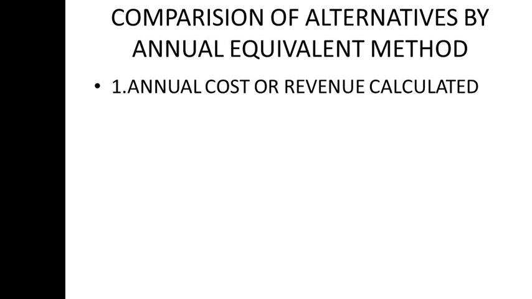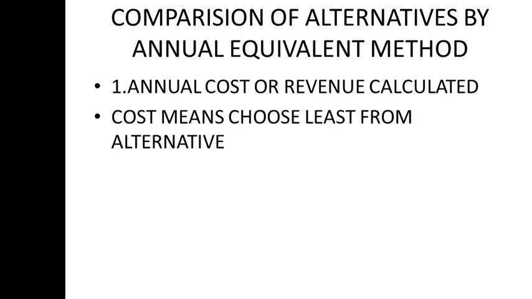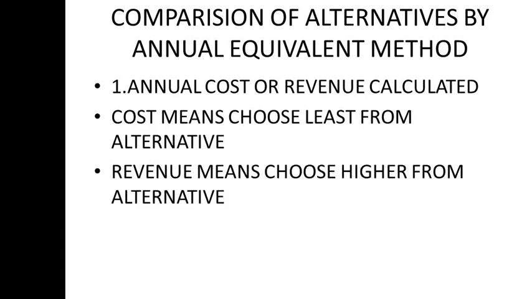So in the two alternatives, which one will you choose? More cost or less cost? Cost means it should be the least one. If it is revenue, it's coming to us, so among the two alternatives, you choose the one giving more revenue. You should be very careful: cost means choose the least from the alternatives, revenue means choose the higher.